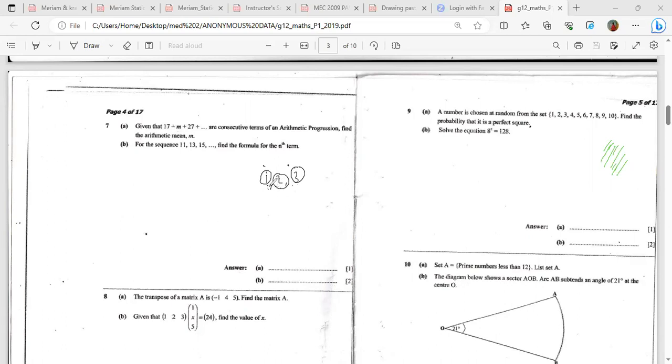So let's try. We are going to say 2 is equal to half of this one plus this one. So it's 1 plus 3, so we're going to have 4 there. 4 divided by 2 is 2.